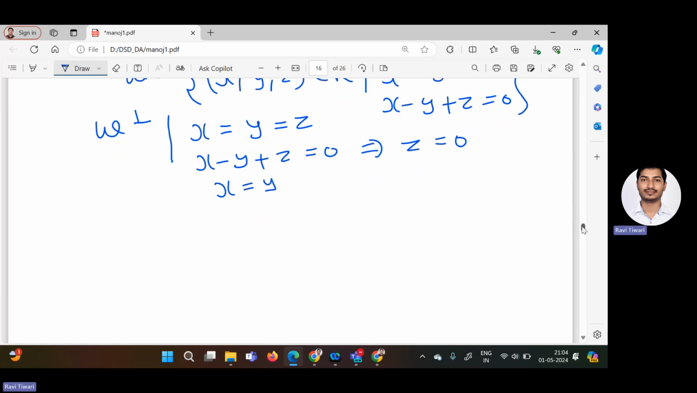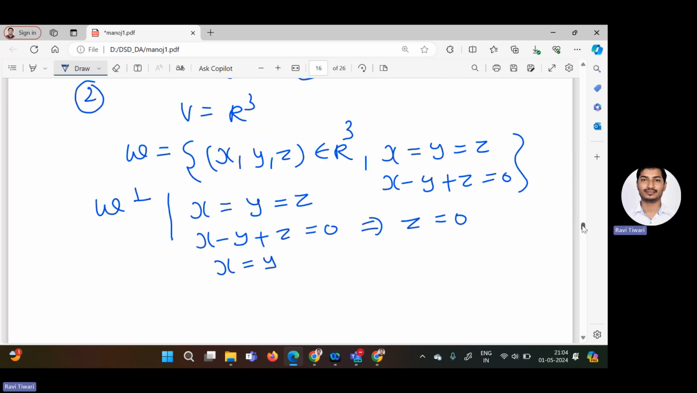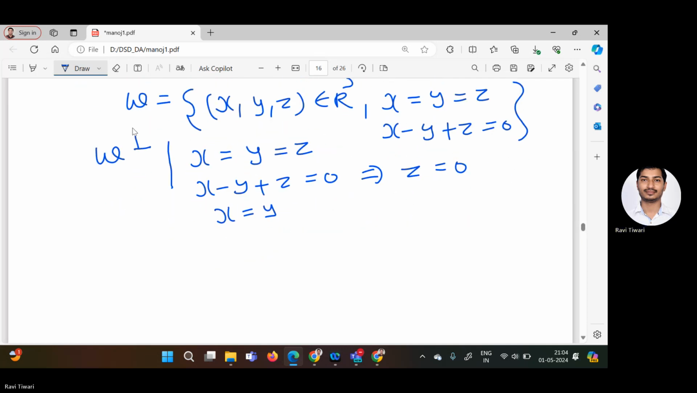So what will be the solution set of these two equations? If Z equal to 0, first we get 0, 0, 0. If I choose 1, 1, 0, is it also a basis for W? Is it satisfying or not satisfying? Not satisfying, because here X equal to Y equal to Z. So the only possibility is what? The solution of these two, X equal to Y equal to Z and X minus Y plus Z equal to 0, is 0, 0, 0. So now what will be the basis for W complement?